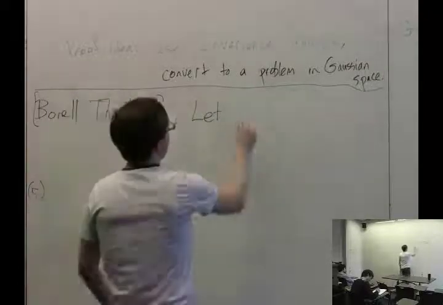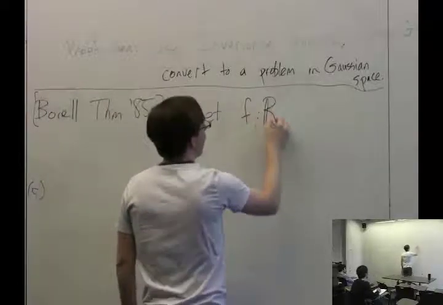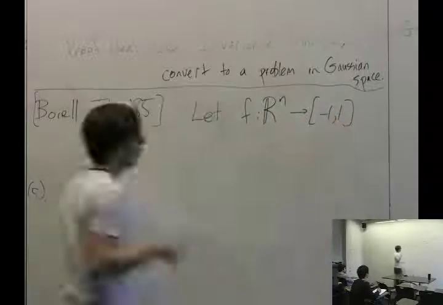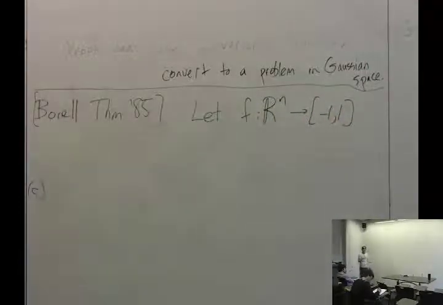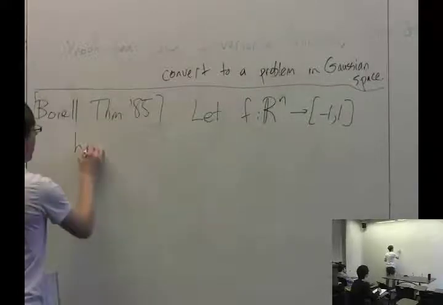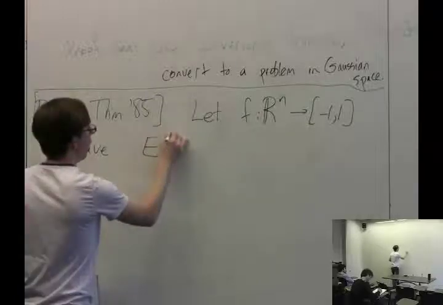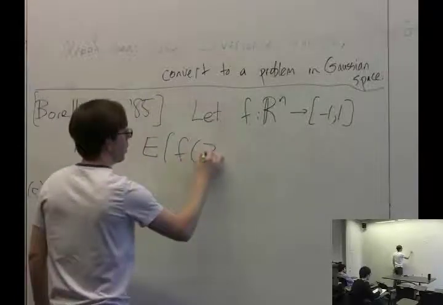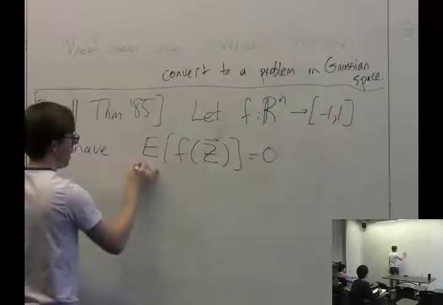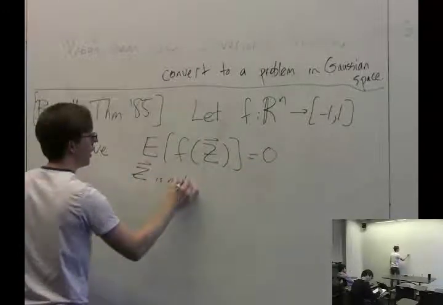Let f be a function from R^n into [-1, 1]. And again, you should probably just think about the case where f's range is the set {-1, 1}. So f is like the indicator of some subset of space. And let's assume that it has mean 0 on Gaussian inputs, where this z vector is an n-dimensional Gaussian.